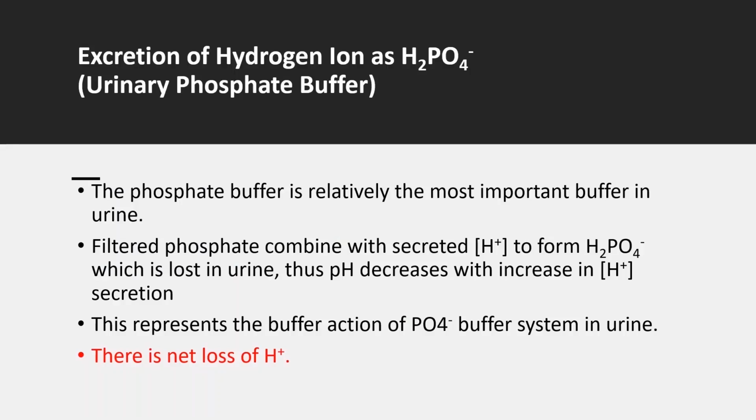So this is the explanation of what I've just explained. The urinary buffer is relatively the most important buffer in the urine. That's the phosphate buffer. Okay, the filtered phosphate combines with secreted hydrogen ion to form the phosphate ion, which is lost in the urine. Thus, urinary pH decreases with increase in hydrogen ion secretion. So the more hydrogen ion is excreted through the urine, the lower the pH of the urine becomes. So this represents the buffer action of phosphate buffer in the urine, and there is usually a net loss of hydrogen ion, which is a very good way by which the pH of the body is maintained.